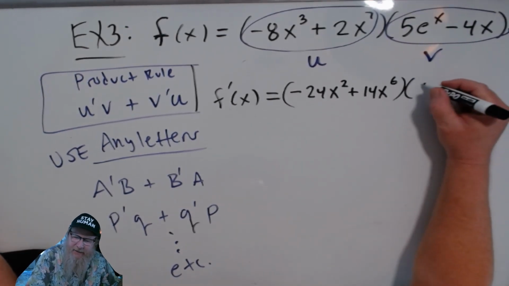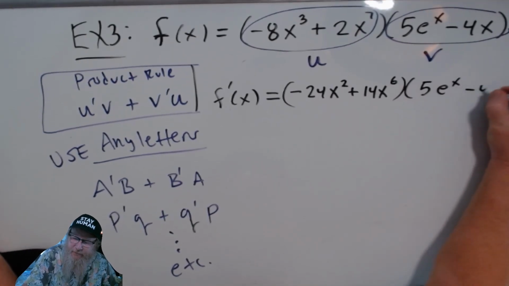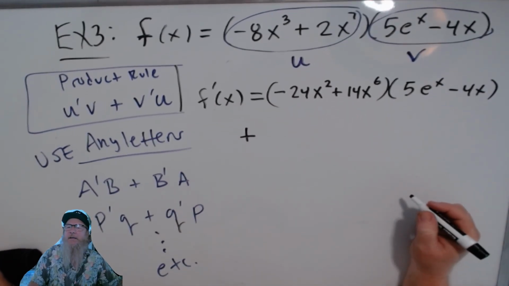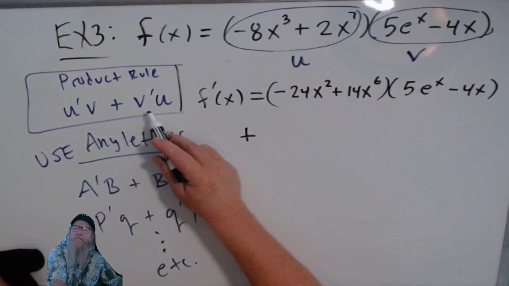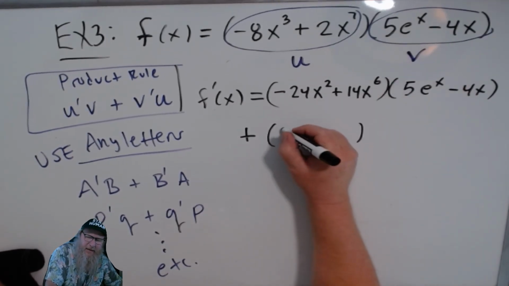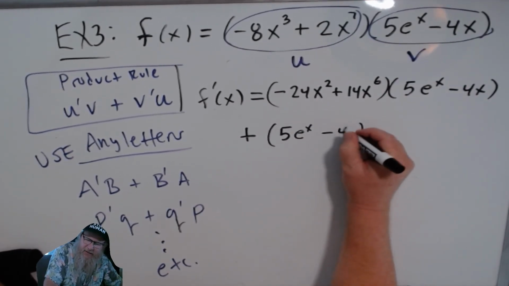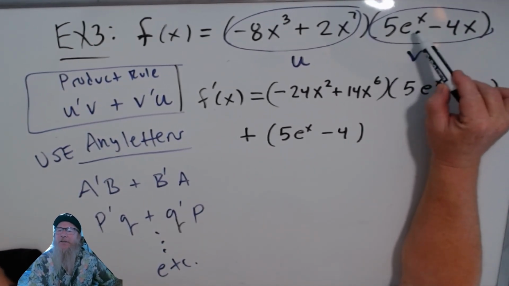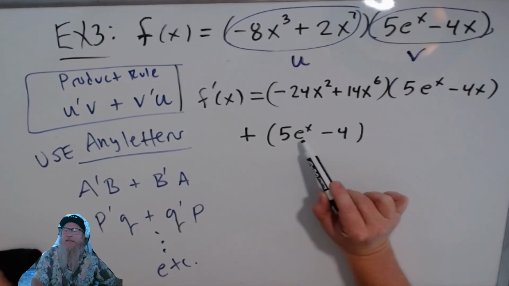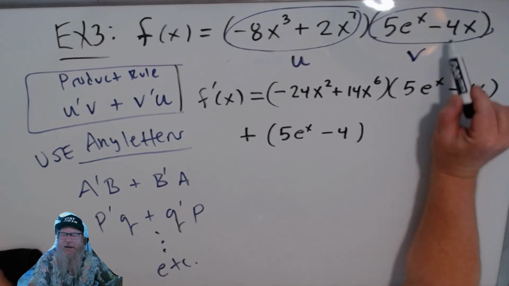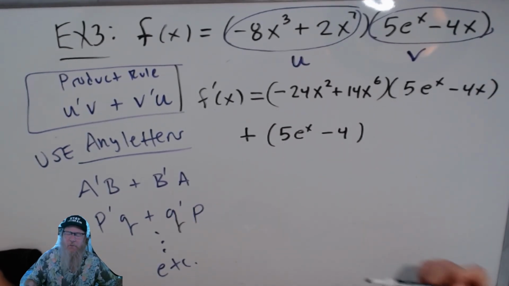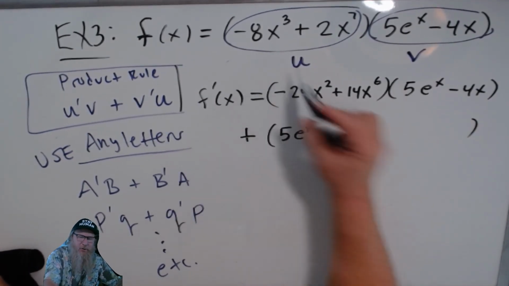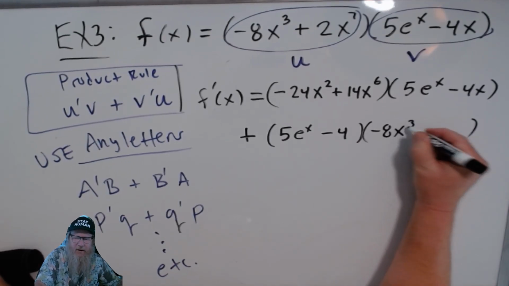And then v, keep v exactly the way it is, plus v prime. So v prime would be 5e to the x minus 4. Remember, e to the x is one of those special derivatives. The derivative of e to the x is just e to the x. So that term doesn't change. The derivative of 4x is just 4. And then u, and u stays exactly the same way.